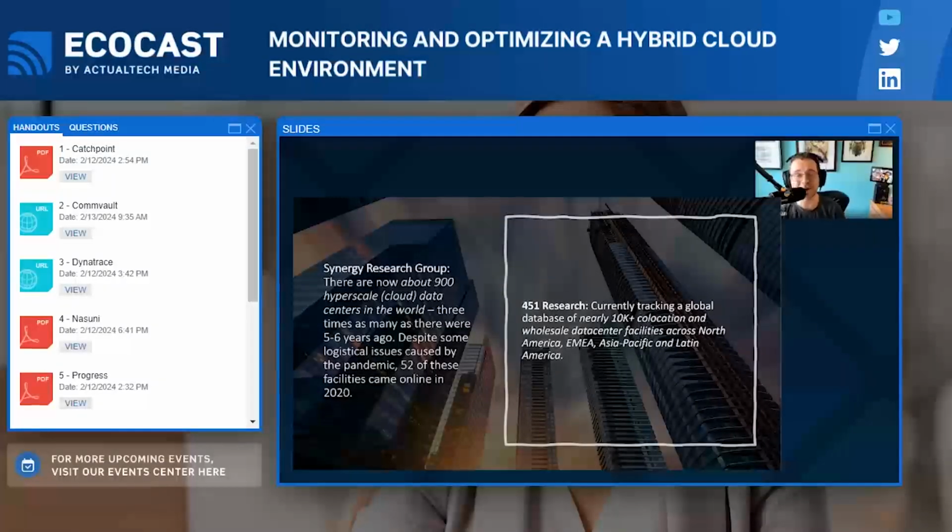Now, there's another really interesting research group called 451 Research, and they take a look at all of the co-locations and wholesale data centers and facilities across many different kinds of markets. If you take a look at this, there's nearly 10,000 co-locations that are not necessarily hyperscale that are helping, let's call it, balance all of these cloud workloads.